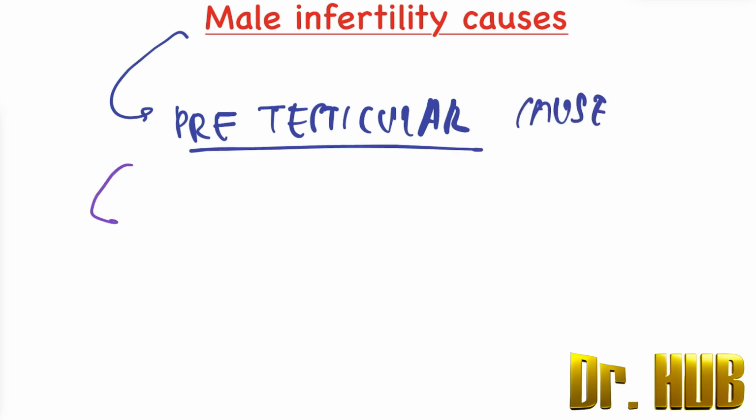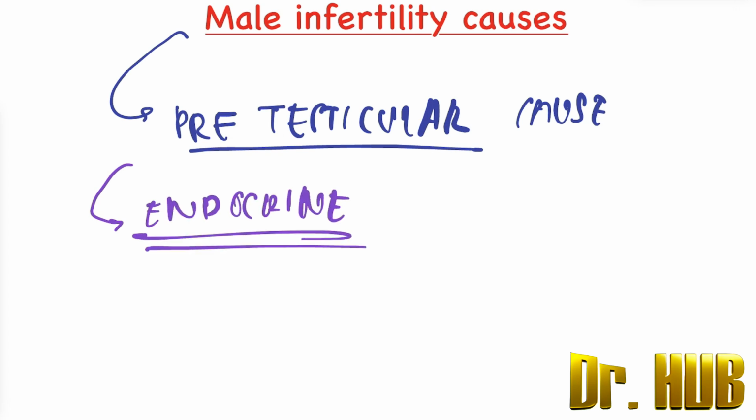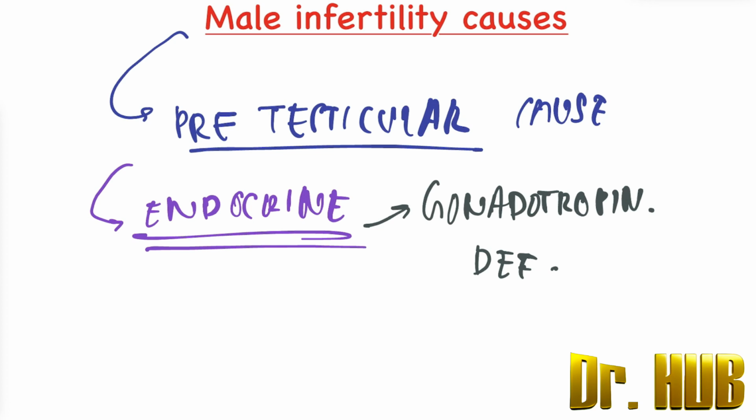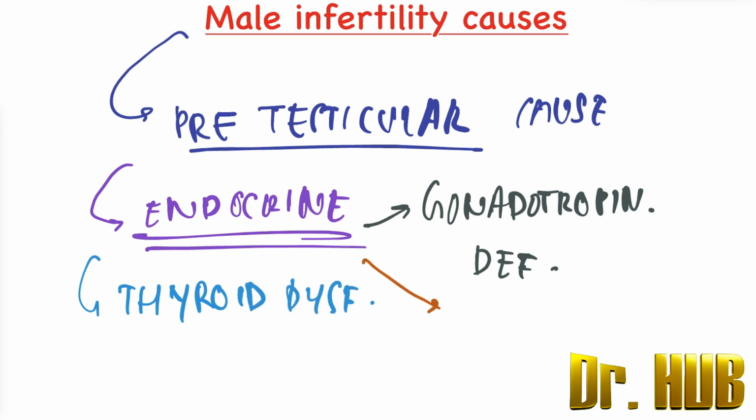It can be due to endocrine issues. What do we mean by endocrine issues? It can be due to gonadotropin deficiency, thyroid dysfunction, or hyperprolactinemia.